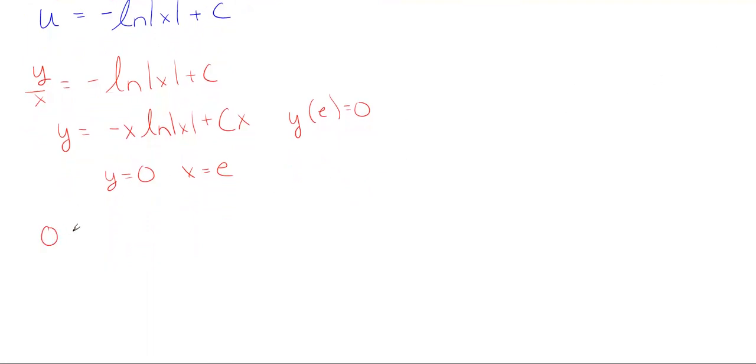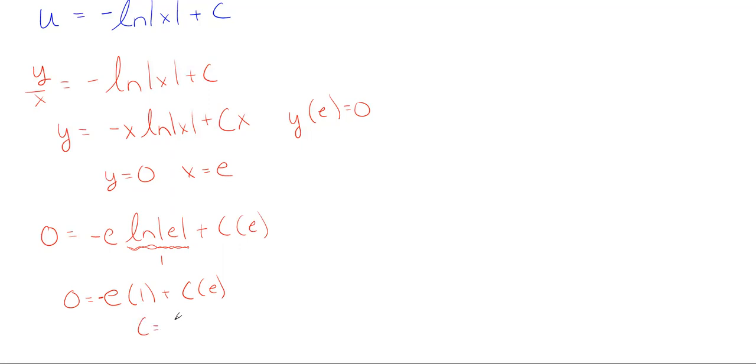So we would have 0 is equal to minus e natural log of e plus c times e. Well, this is really quite easy, because whenever you take the natural log of e, this just comes out to 1. So the natural log of e is always just going to be 1. So essentially we have 0 is equal to minus e times 1 plus c times e. Well, it has to be equal to 0, right? So just looking at this equation, c is going to have to be 1, because if you have minus e plus e, you get 0.